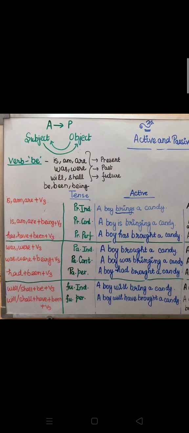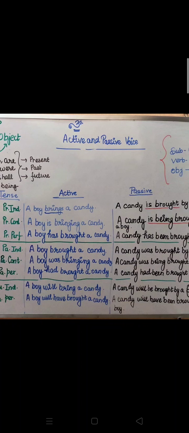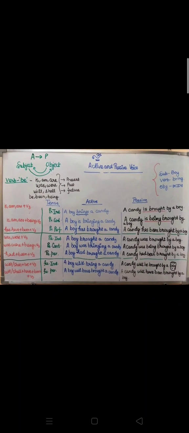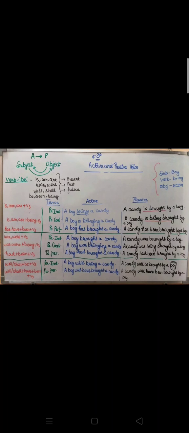No, I'm sorry, that's not perfect. That's the past participle form of verb. Well, so the same thing we did, a candy, because we have only one candy. A candy is brought by a boy. I'm sure this much is very clear to all my students. So here let's move towards present continuous.